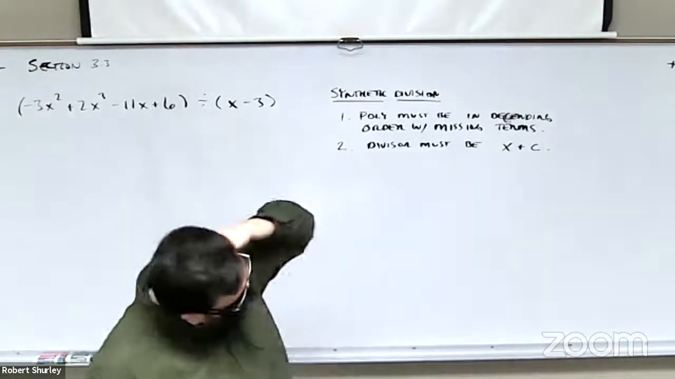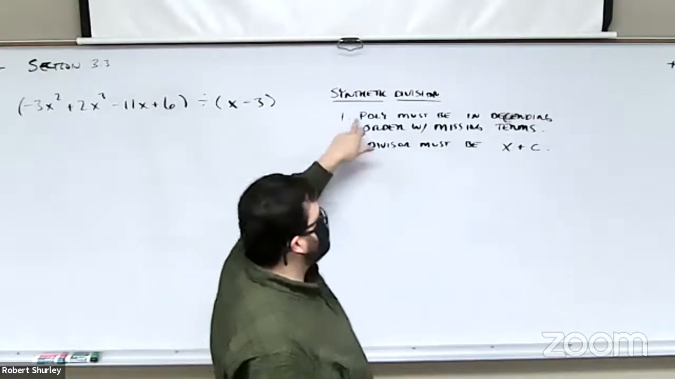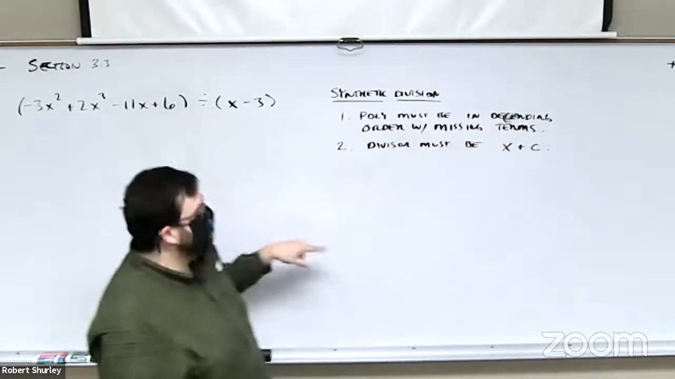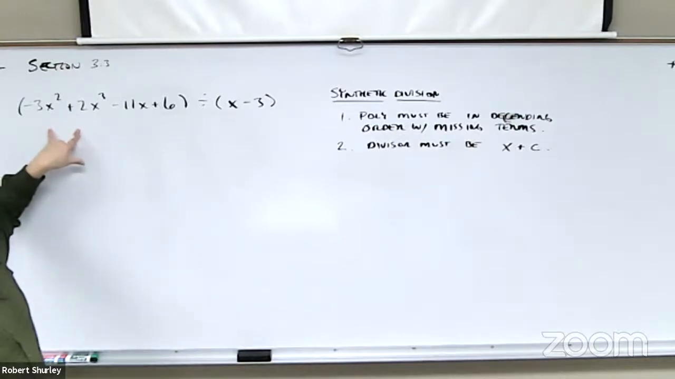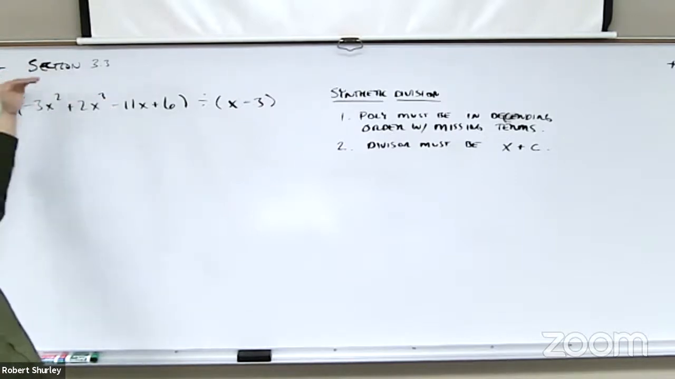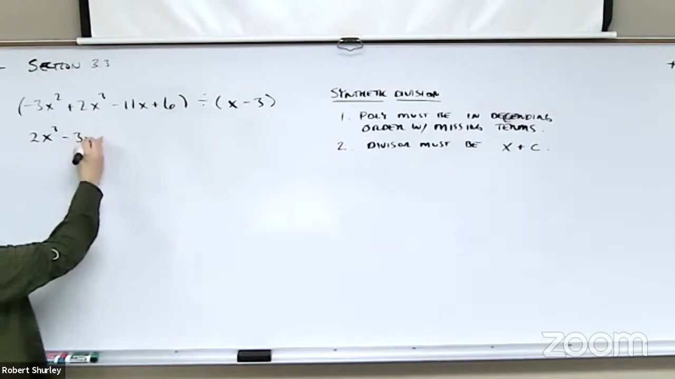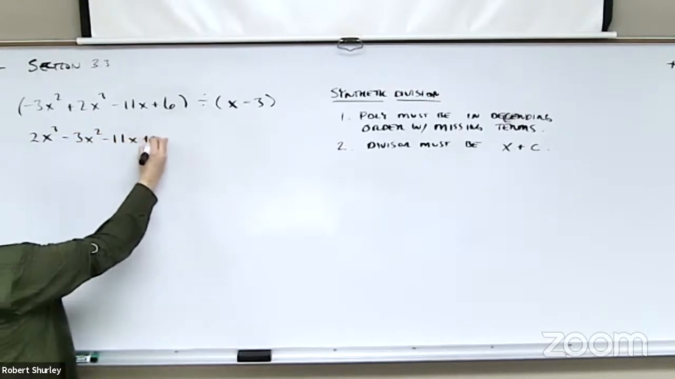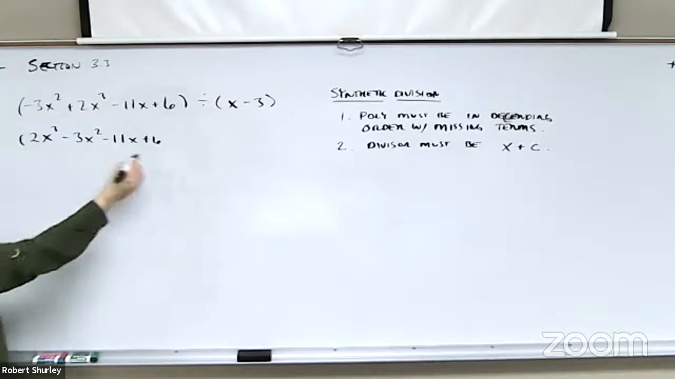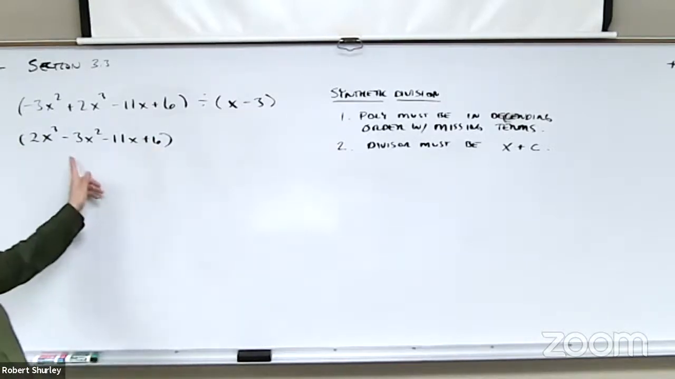Now, look, the first rule of synthetic division is that polynomials must be in descending order with missing terms. If we look over here, this is not descending order. For descending order to occur, you have to have the degrees of each term in order from top to bottom. So 3, 2, 1, and then really 0. So the first thing I'm going to do is rewrite this in descending order: 2x cubed minus 3x squared minus 11x plus 6. This is descending order.